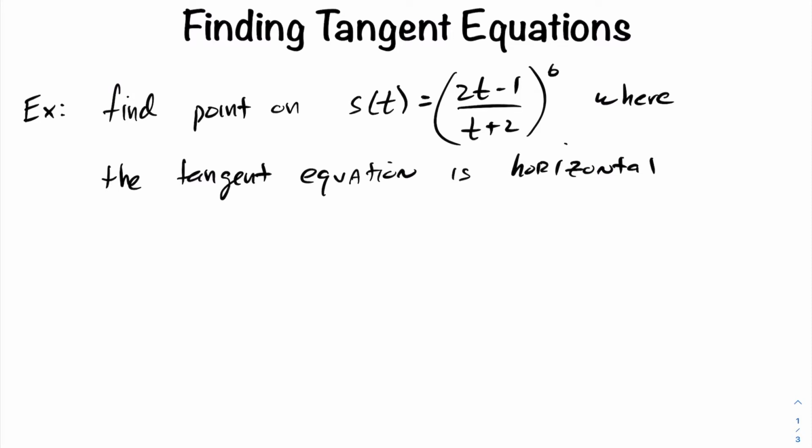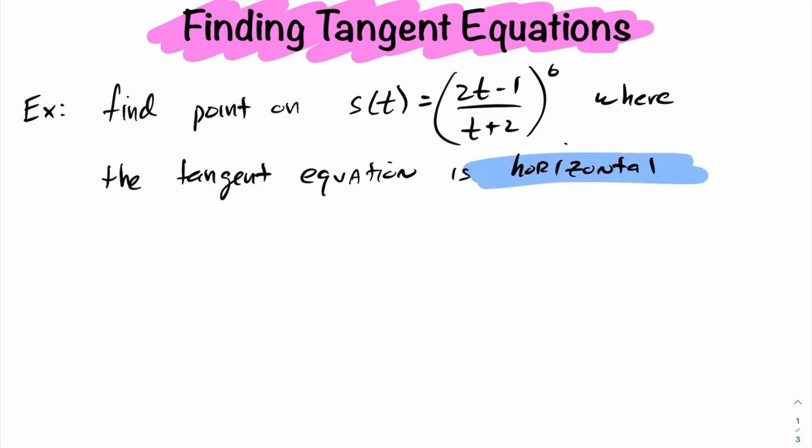In today's lesson, we're going to be looking at finding tangent equations. So I want to take a look at some questions where you involve the chain rule for finding tangent equations. In particular, the focus will be on these horizontal tangent equations. Well, tangent's horizontal when the derivative is 0, so go ahead and take our s prime at t.